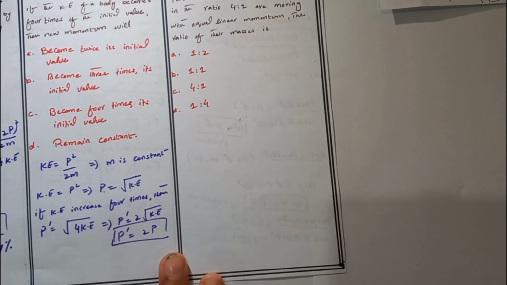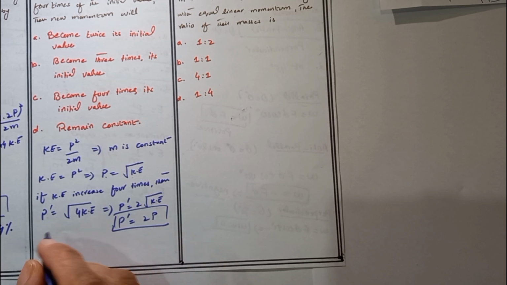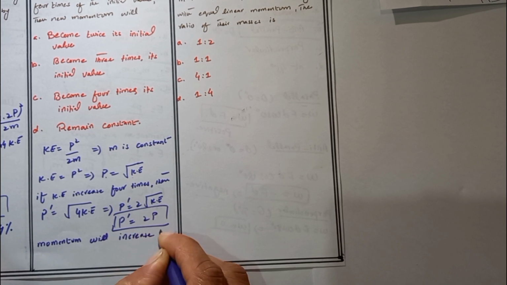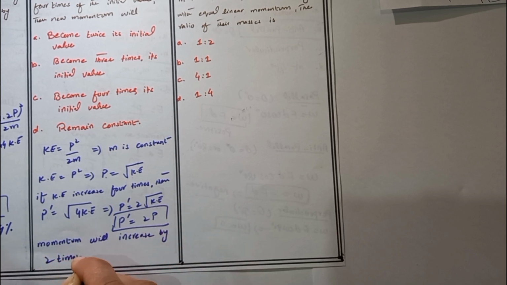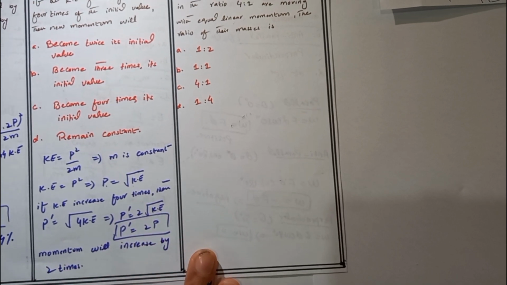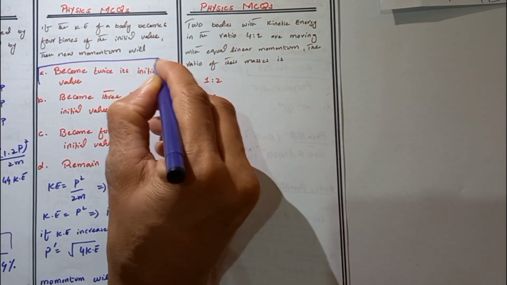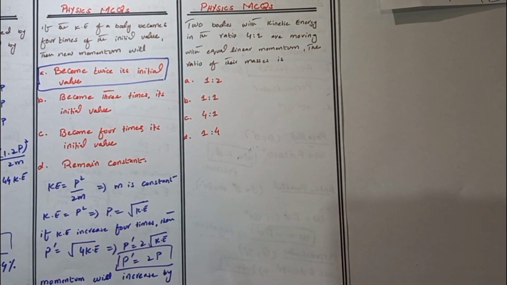So this equation shows that momentum will increase by 2 times. The correct option is option A, the momentum becomes twice its initial value.